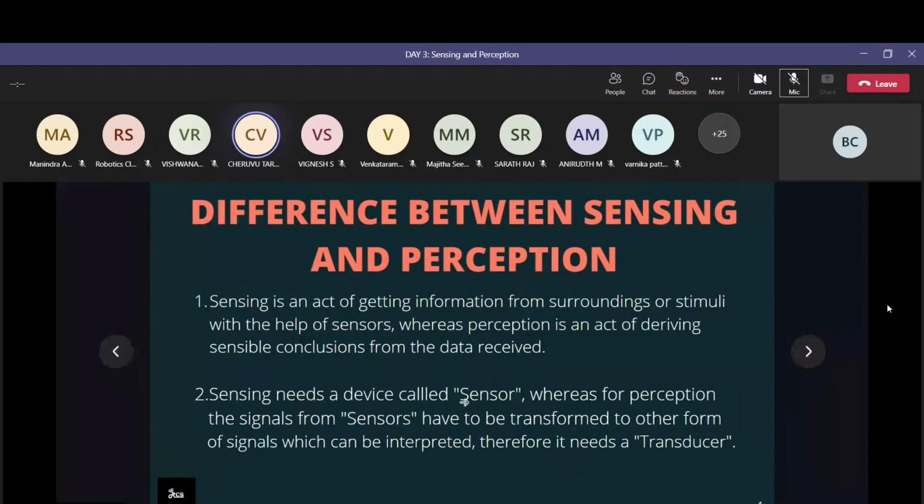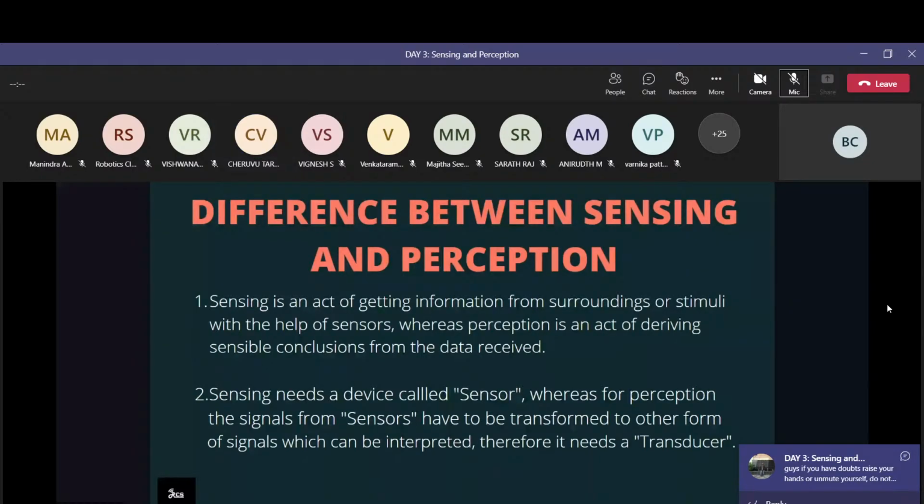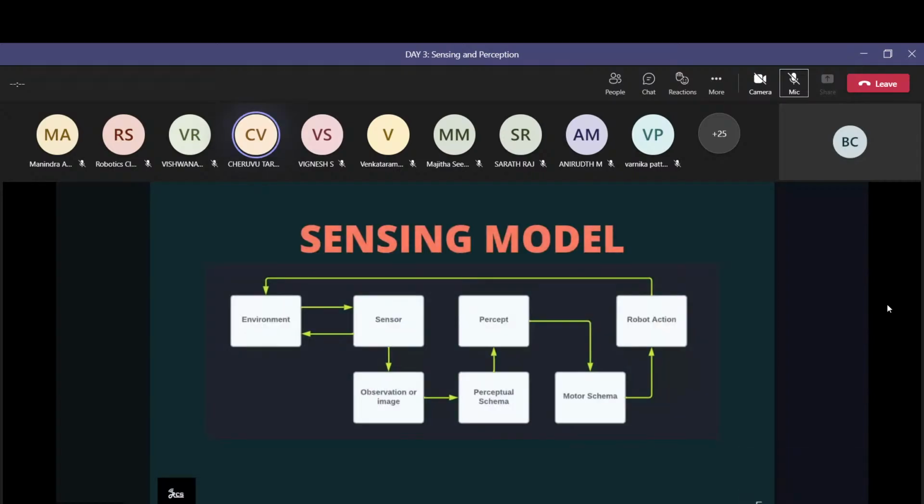Perception also needs a transducer, because you're perceiving the inputs. If you perceive the inputs, you need to process them and then give an appropriate reaction to them, so you'll need a transducer. A transducer helps you in perceiving the data, interpreting the data, and then giving an appropriate reaction to the change occurring in the environment. That's it. Now I have a basic question for you.